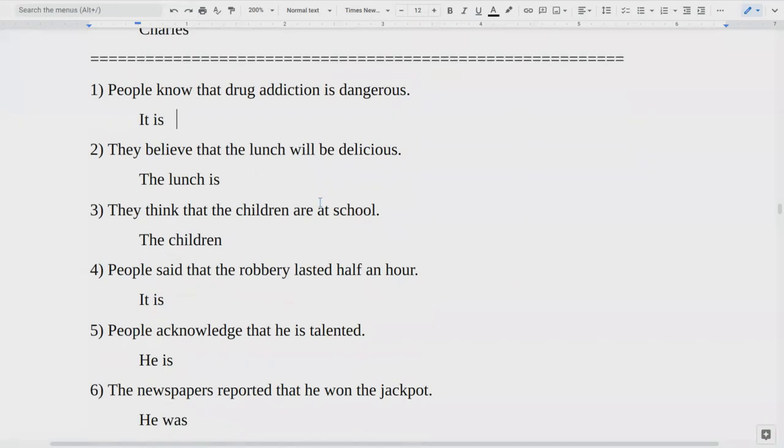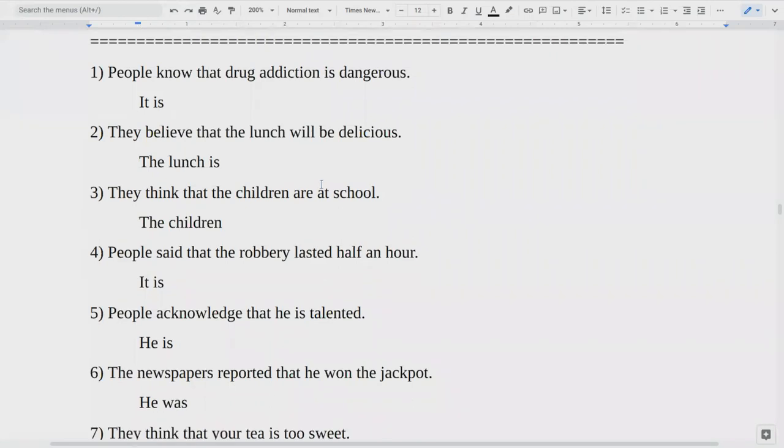They believe that the lunch will be delicious. The lunch is believed to be delicious. За одоо тэгвэл impersonal болгоё. It is believed that the lunch will be delicious.